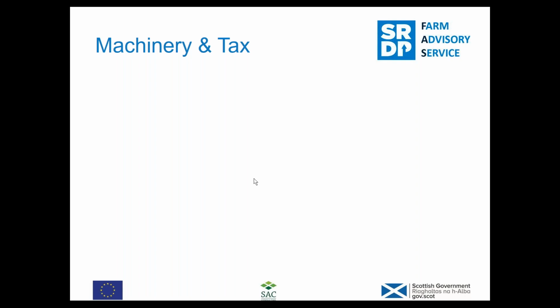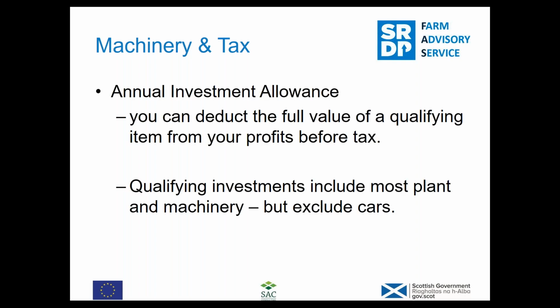So speaking of machinery and tax, the annual investment allowance, I mentioned this earlier, this basically means that you can deduct the full value of the qualifying item from your profits before tax. And it includes most plant and machinery, but it doesn't really include cars, or certainly the rules around cars and the rates around cars are completely different. So really it's meaning commercial plant and machinery.